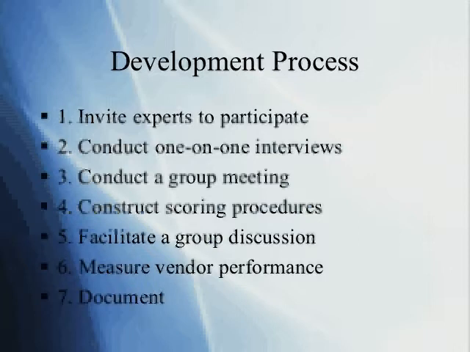Here, we have outlined a 7-step process in order to select a vendor. First, we must invite the various experts to participate in the decision-making process. Second, we conduct one-on-one interviews in order to determine preferences of the item being analyzed. Third, experts and facilitators convene in order to revise preferences and achieve consensus. Fourth, the group creates a scoring procedure based on these preferences.